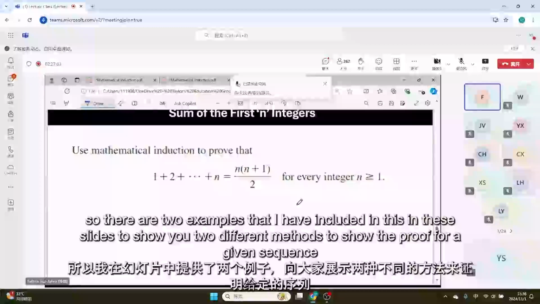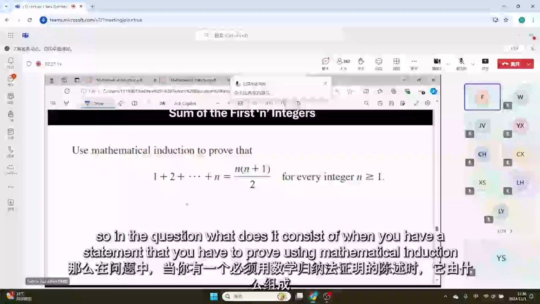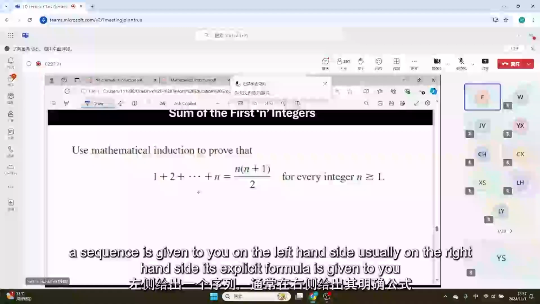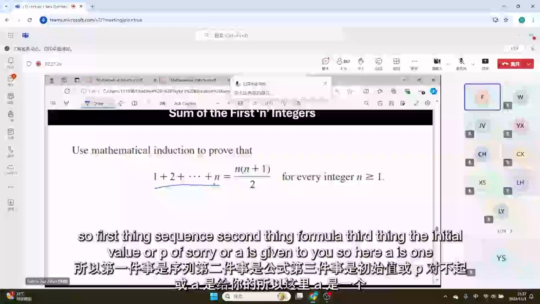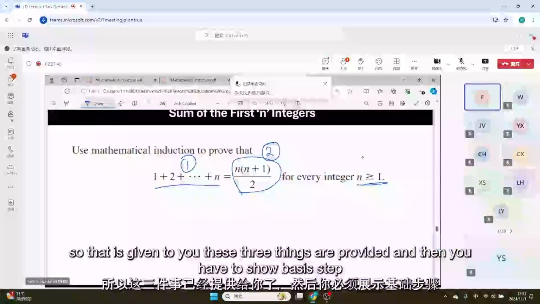There are two examples that I have included in these slides to show you two different methods to show the proof for a given sequence. So what does the question consist of? When you have a statement that you have to prove using mathematical induction, a sequence is usually given to you on the left hand side. On the right hand side, its explicit formula is given to you. So first thing the sequence, second thing the formula, third thing the initial value, or a, is given to you. Here a is 1. So that is given to you.